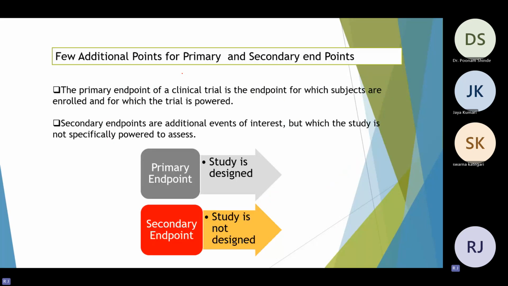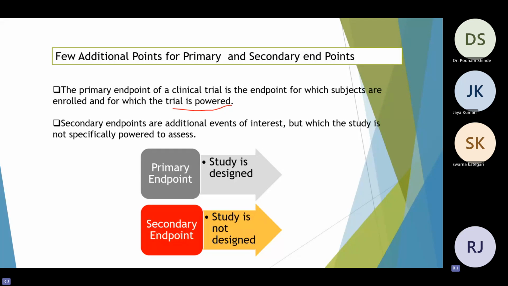Okay, so a few additional points for the primary and secondary endpoint. The primary endpoint of a clinical trial is the endpoint for which subjects are enrolled and for which the trial is powered. When I say the trial is powered, what do I mean? Trial is powered means the whole trial is designed for the primary objective only.